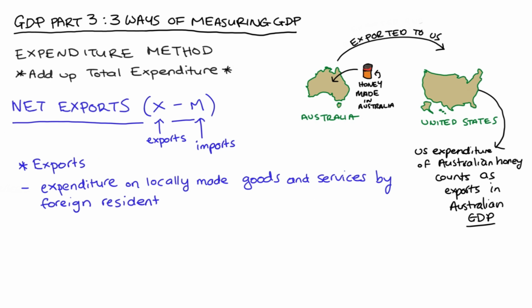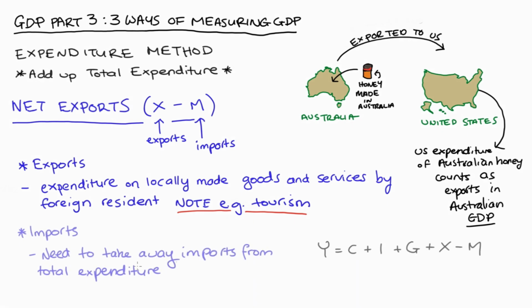Now, the consumption doesn't need to happen in a foreign country, right? So even an overseas citizen, for instance, comes to Australia and consumes some locally made goods and services. So if we have tourists, for instance, that also counts as exports.